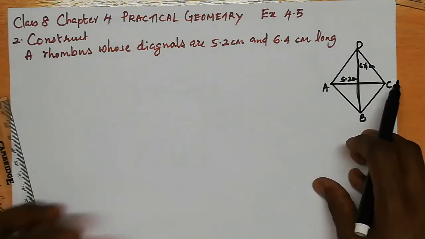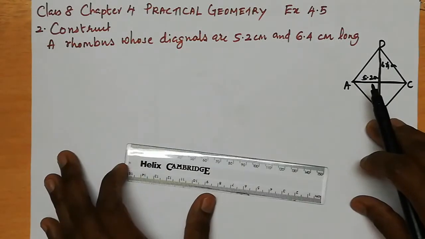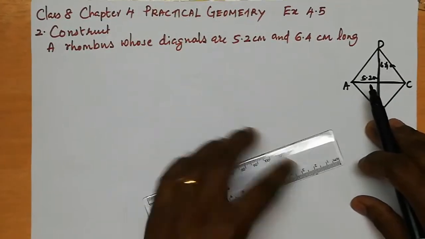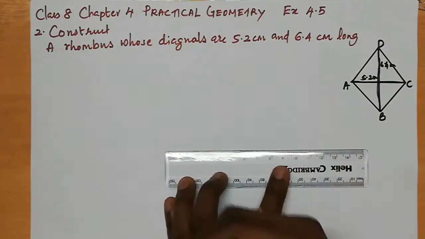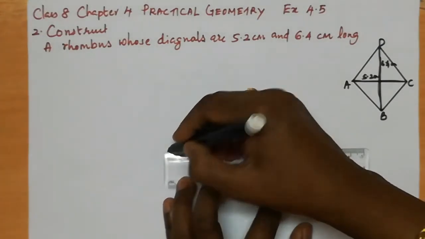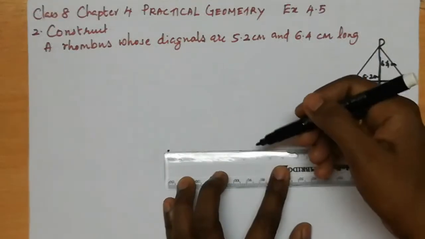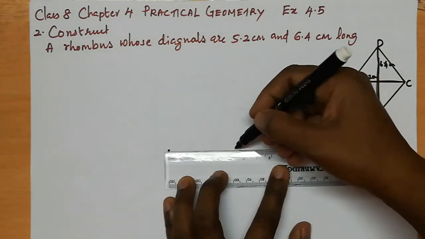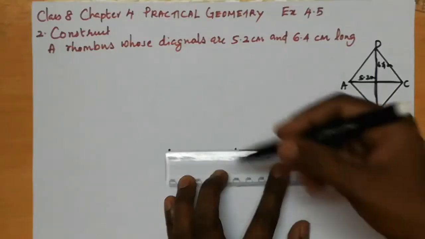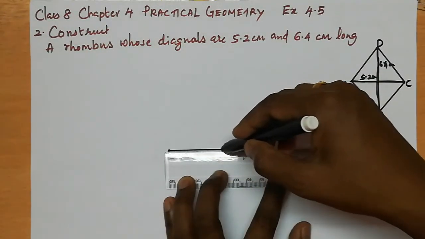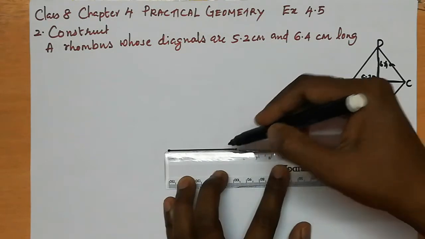Okay, small radius. First we will draw a 5.2 centimeter radius. For 5.2, we have to take from the 0, then 5. After that we have to choose two small lines. That is 5.2. Okay, clear?